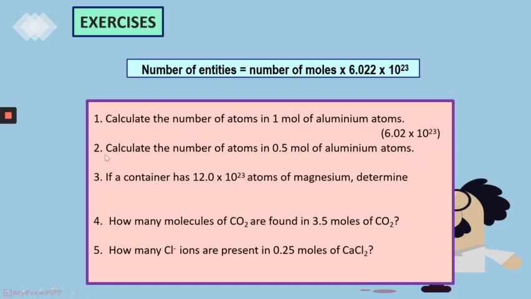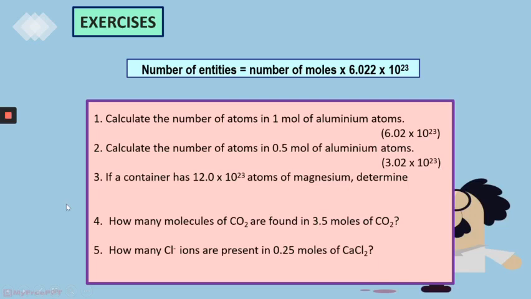Okay, now look at the question number 2. Calculate the number of atoms in 0.5 mole of aluminium atoms. So the entities here is number of atoms, and given in the question is 0.5 mole. To answer this question, you just substitute the 0.5 mole here times 6.022 times 10 power of 23. Then you will get the answer 3.02 times 10 power of 23.